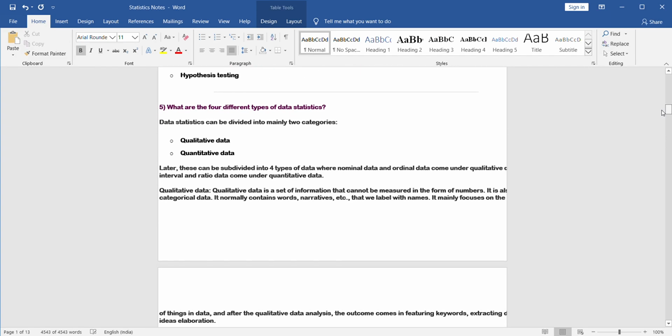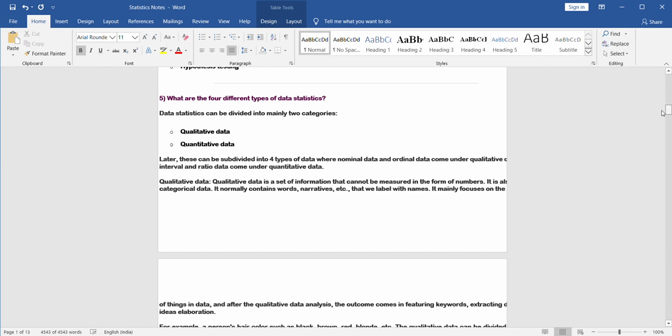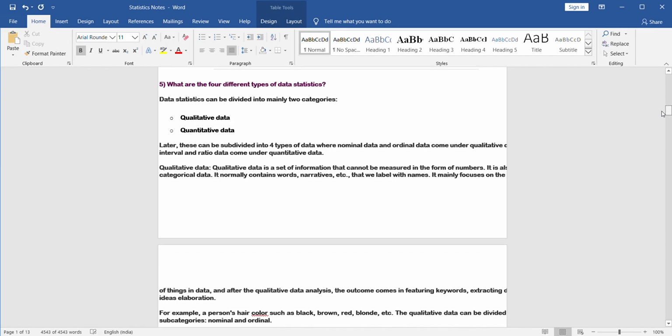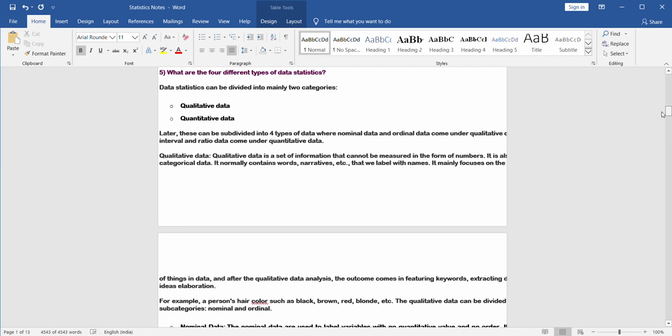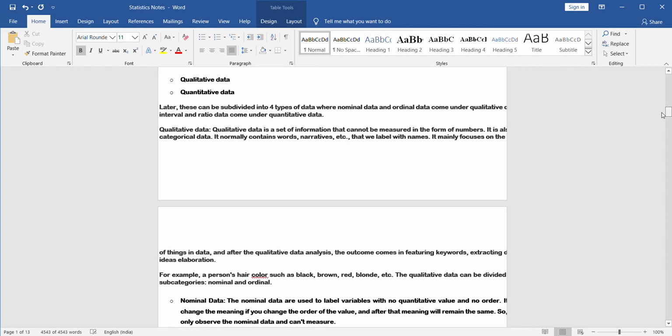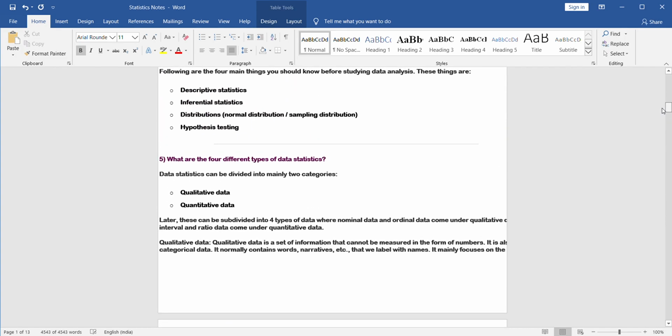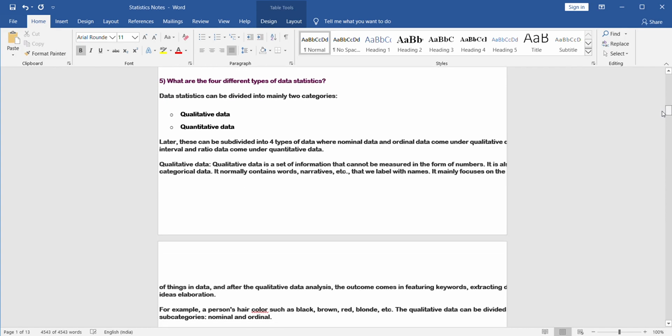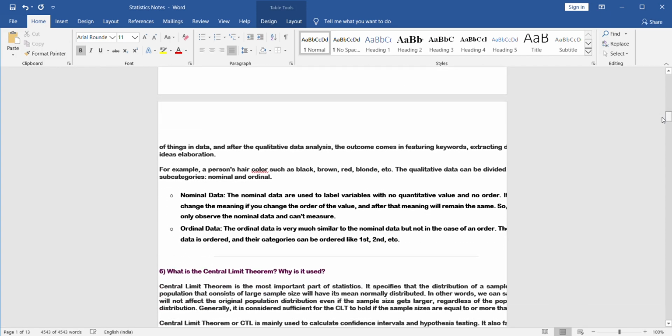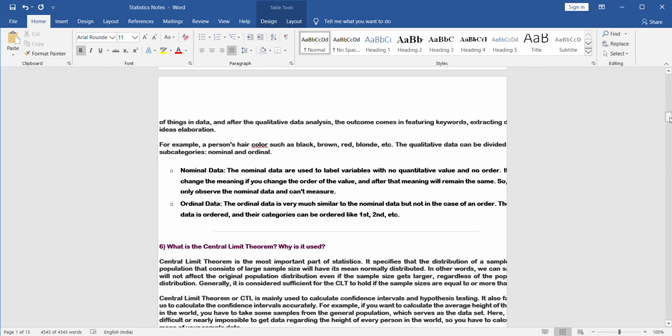What are the types of data in statistics? Data can be arranged majorly into two varieties, qualitative and quantitative. Later, this can be divided into four types of data: nominal data, ordinal data, and the quantitative types. Qualitative data is a kind of data that cannot be measured in the form of numbers, while quantitative data is a form of measurement that you can measure.